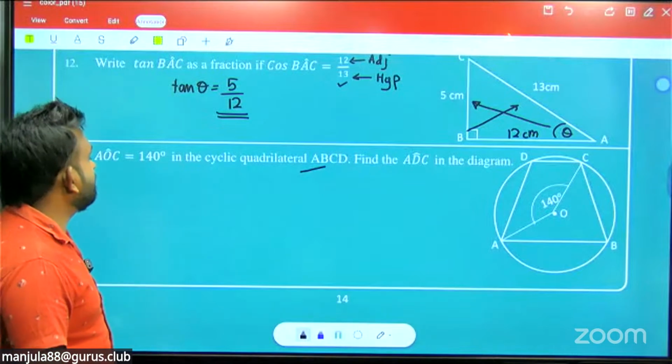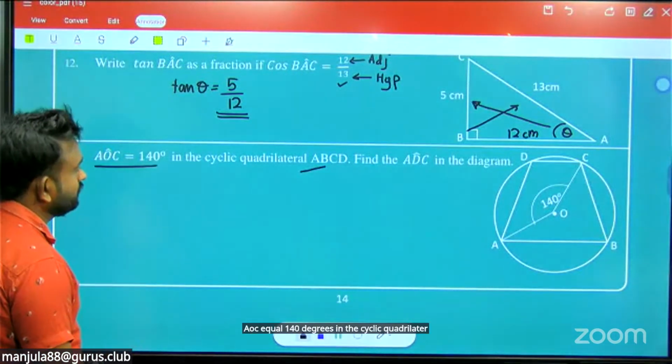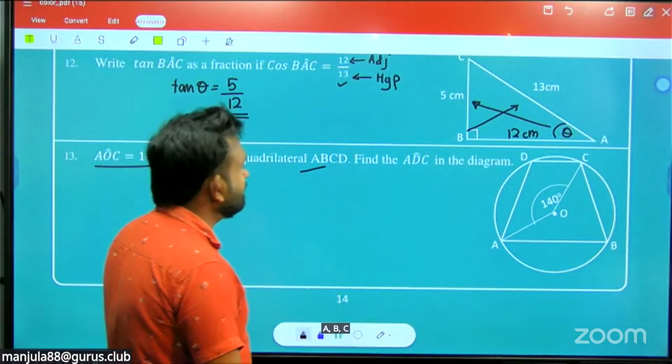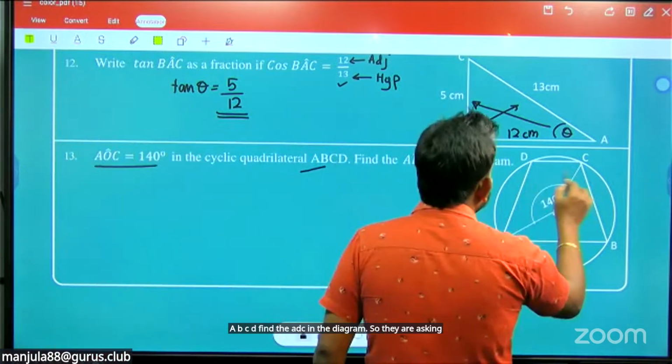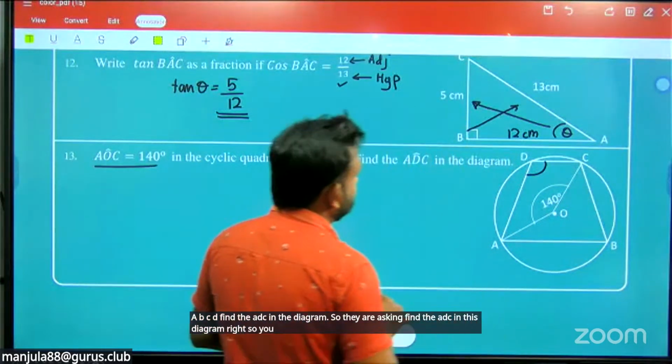Angle AOC equals 140 degrees in the cyclic quadrilateral ABCD. Find the angle ADC in the diagram. So they are asking to find the angle ADC in this diagram. Right, you can do it in several methods.